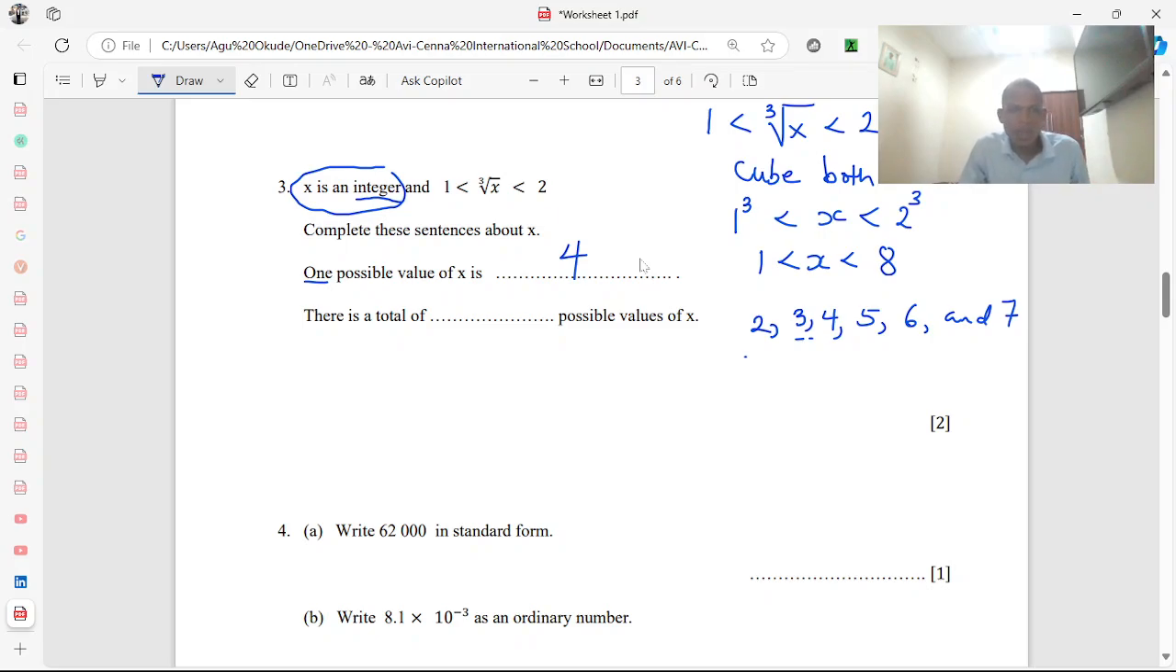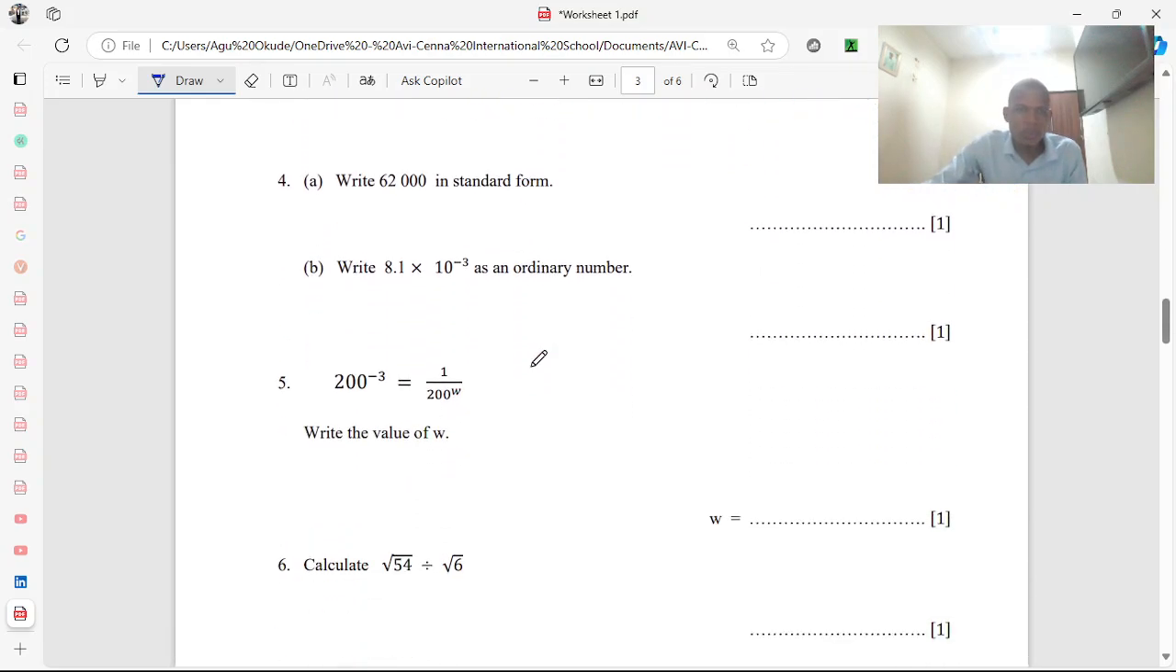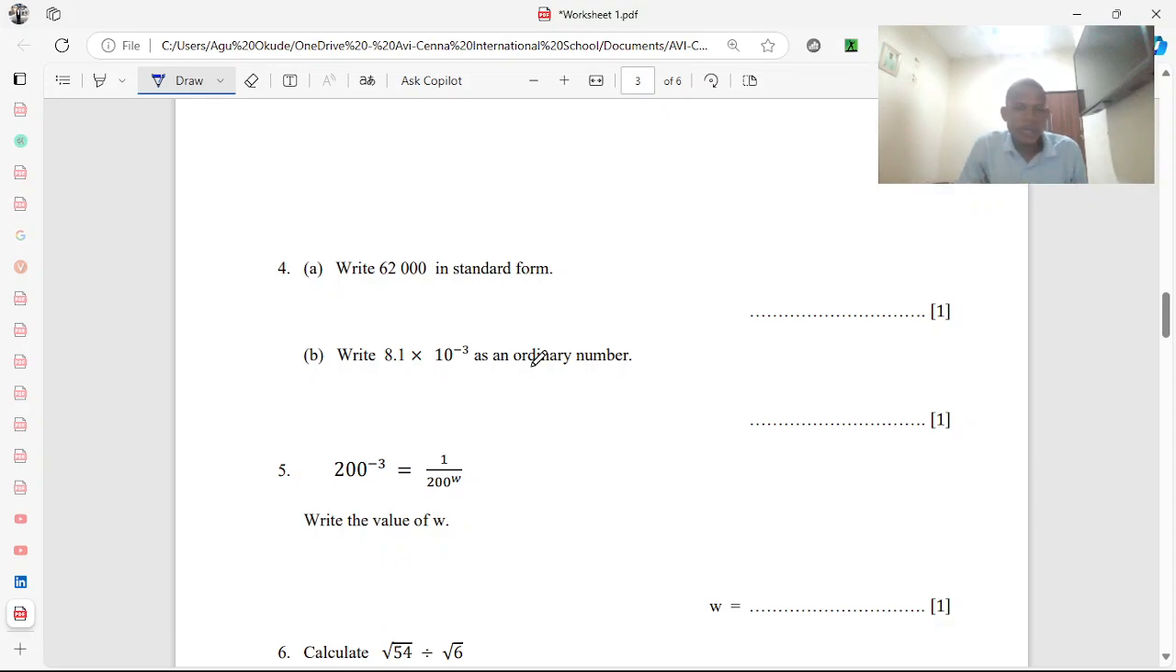That's fine. Now I say there are a total of dash possible values of x. So let's just count them. When you count these values, I have 1, 2, 3, 4, 5, and 6. So which means there are a total of 6 possible values of x. Okay, just like so.